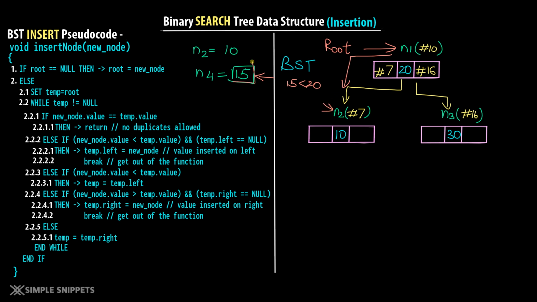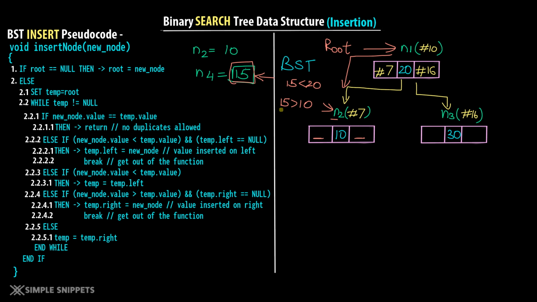Now you will compare this 15 again with n2's value. So 15 is greater than 10, right? So where does n4 get attached after n2? Because of course n4 will be attached somewhere below n2, right? And when I say somewhere, there are two possibilities over here. Either it gets attached to the left or it gets attached to the right, because both of them are blank. Right now n2 does not have any child, so n2 is going to get one child, but where it should be attached is the question that we are trying to figure out.